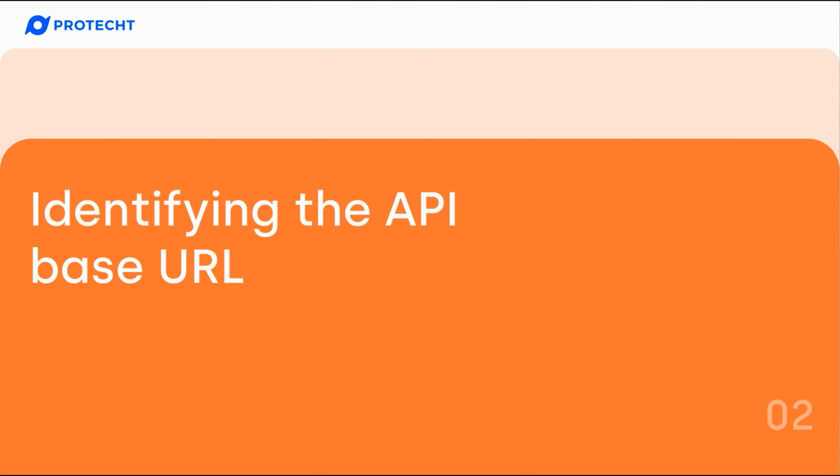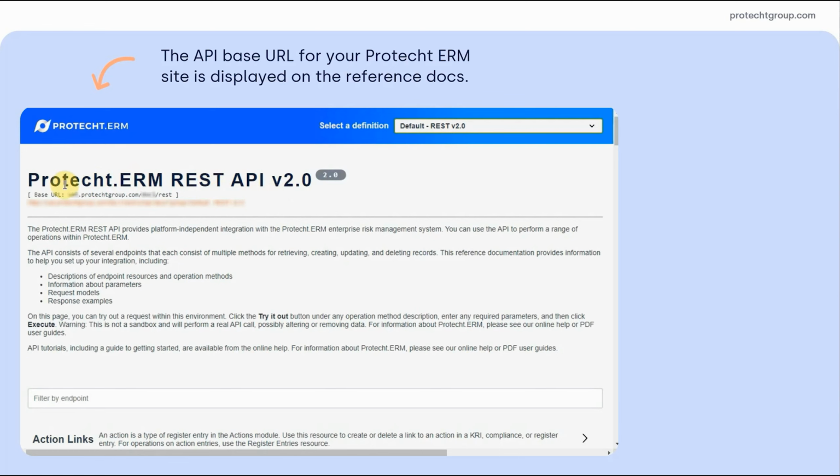Next, we're going to identify the API base URL, which is specific to your Protecht ERM system. This is easy to find. It's displayed at the top of your API reference documentation. Yours should look something like the example on screen, which has some of the specific details blurred out. You can copy that and save it somewhere for building a request URL.